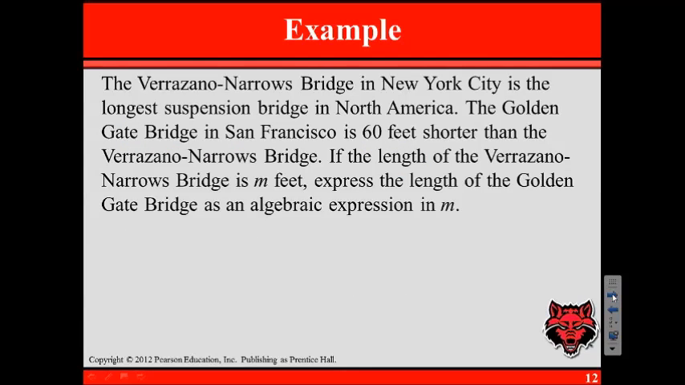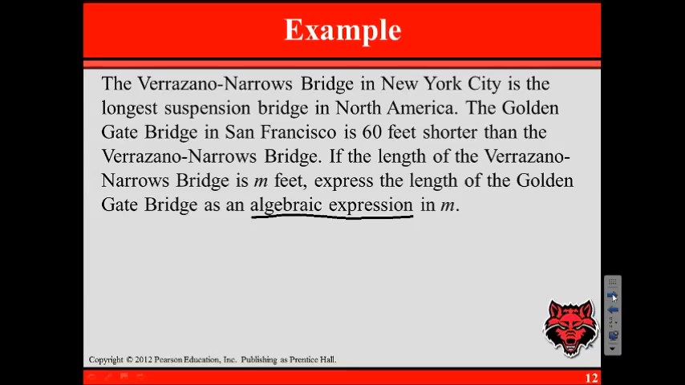Let's try a few word problems. The Verrazano-Narrows Bridge in New York City is the longest suspension bridge in North America. The Golden Gate Bridge in San Francisco is 60 feet shorter than the Verrazano-Narrows Bridge. If the length of the Verrazano-Narrows Bridge is m feet, express the length of the Golden Gate Bridge as an algebraic expression in m.